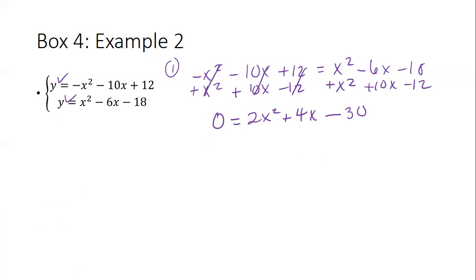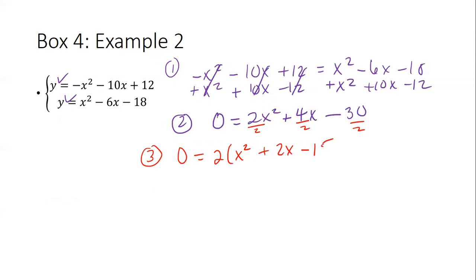All right. So step 2 is done. Step 3 is to factor. I can divide everything by 2. So that leaves me with 0 equals 2 times x squared, because I'm dividing by 2, by 2, by 2. x squared plus 2x minus 15.